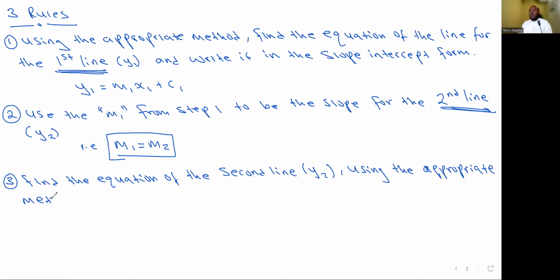Basically, the method you will use is based on the information you have. For instance, if you are given 2 points and no slope, you use the 2-point form, which is y minus y1 is equal to y2 minus y1 divided by x2 minus x1, times x minus x1. If you have 1 point and 1 slope, you have to use the 1-point form, which is y minus y1 equals m times x minus x1. So based on the information given, but you have to leave your answer in the slope-intercept form.